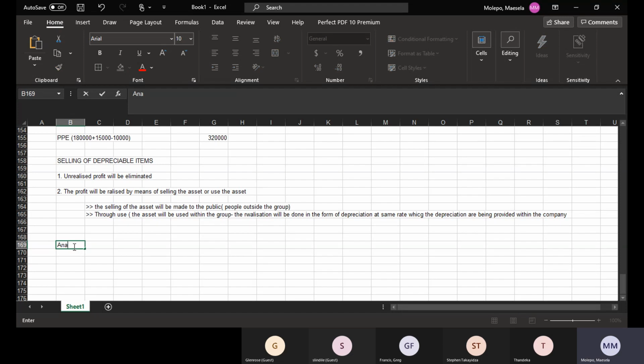So, analysis of the example. In this example 3, I'm only going to tackle the situation of the parent selling to the subsidiary. The one of the subsidiary selling to the parent I will tackle later, I think during next week, and then we can maybe also do one of the exercises, and we'll see as time goes by. So, analysis of the example where the parent sells a depreciable asset to the subsidiary.